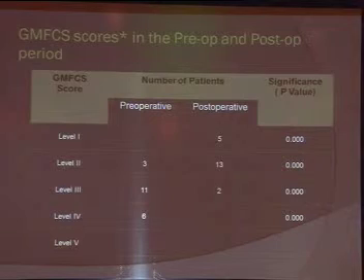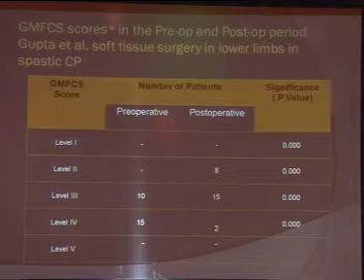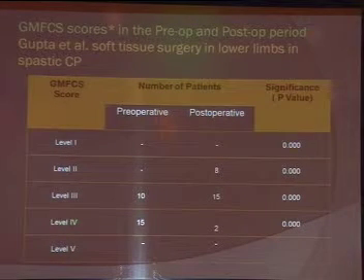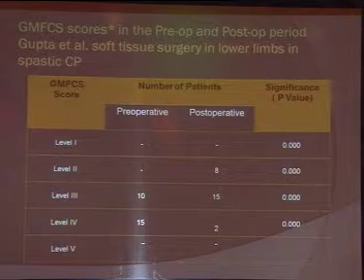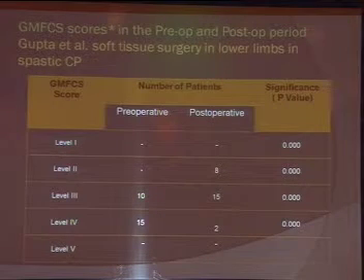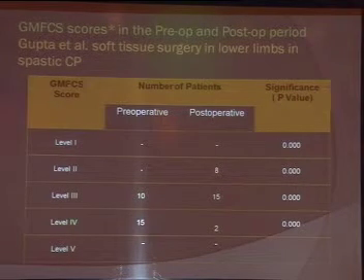Results: the gross motor function score in the pre- and postoperative period. In my study, mainly level 4 and level 3 were involved, and all cases improved by at least one level. This is Gupta et al.'s soft tissue surgery in the lower limbs, which also involved level 4 and level 3, and also showed increase in level.